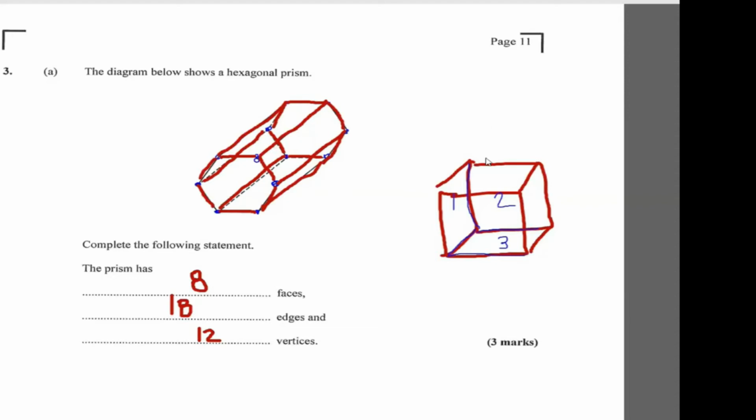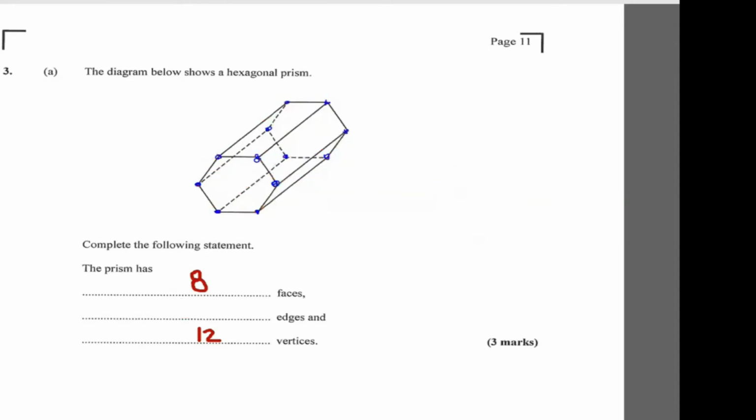Now, what are vertices? Vertices are just the corners. So just point them out at the corner. This is a vertex. This is a vertex. This is another vertex. This is another vertex, and so forth. All right. Nothing major.